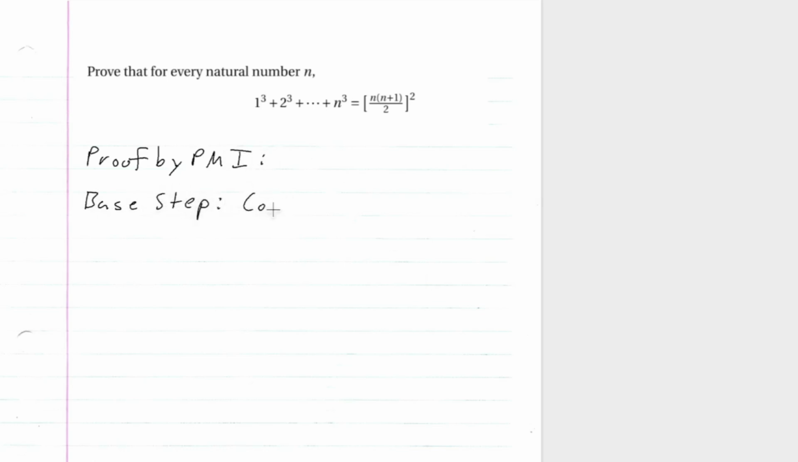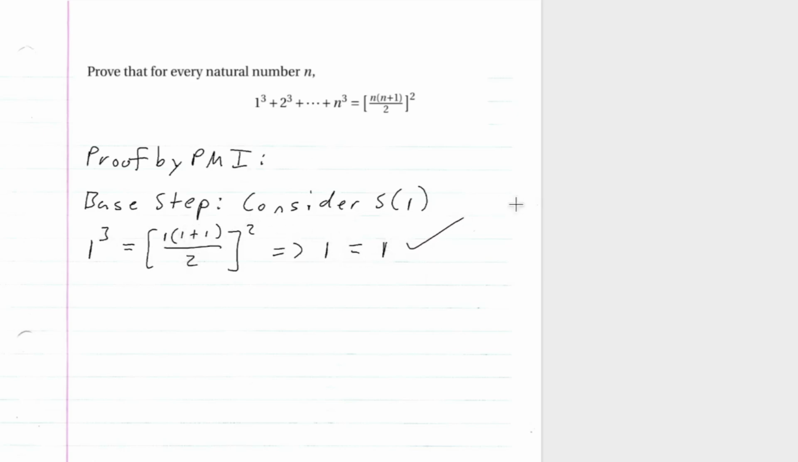So we're going to consider the statement involving 1. That's saying that we're testing if 1 cubed is equal to 1 times 1 plus 1 over 2, squared. And, of course, 1 is equal to 1 cubed. So 1 times 2 is 2, 2 over 2 is 1, 1 squared is 1. So that definitely works for the statement involving 1.